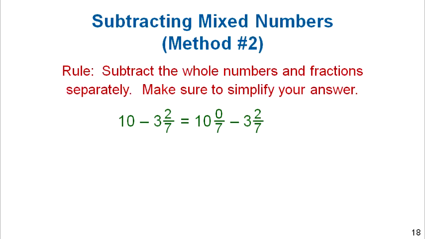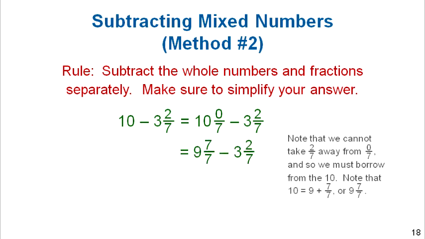To work this problem using the method I'm calling method number 2, I'll start by noting that 10 is equal to 10 and 0/7. Now I have a problem because I cannot take 2/7 away from 0/7. So I'll borrow from the 10. Since 7 over 7 is equal to 1 whole, you should be able to see that 10 is equal to 9 plus 7 over 7, or 9 and 7/7. And now I can subtract the whole numbers and the fractions separately. Note that 9 minus 3 is equal to 6, and that 7 over 7 minus 2 over 7 is equal to 5 over 7.